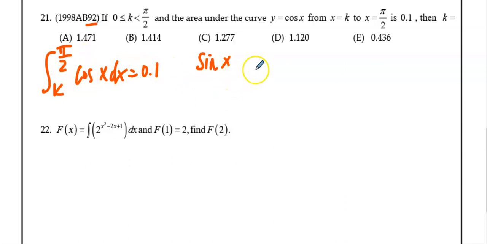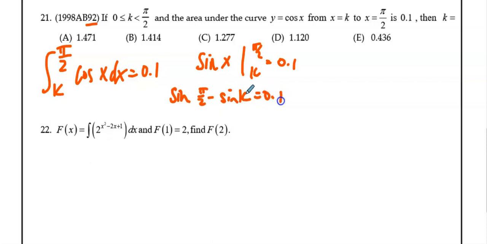Well, that'd be sine. And we're going to evaluate that from k to pi over 2, and that's going to give us 0.1. All right, so I chose this example because it's actually not too horrible, but just one extra step we need to do at the end that you all know. So we get that sine of pi over 2 minus sine of k equals 0.1.